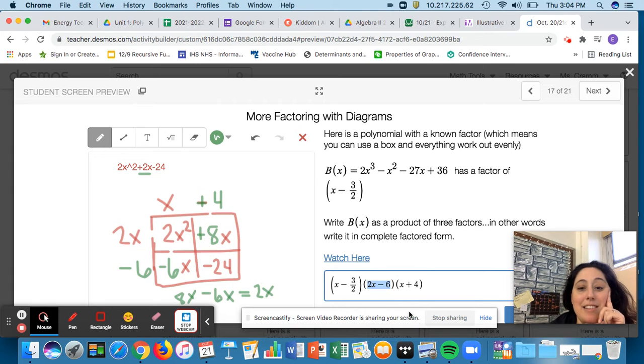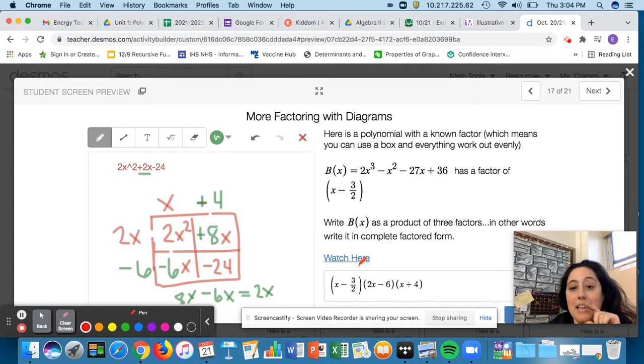Okay, it is the 2. 2 goes into x, 2 goes into 2x and 2 goes into 6. Okay, so I can take that out, right? I can take out the 2. 2 times x gives me 2x, and 2 times negative 3 gives me negative 6.